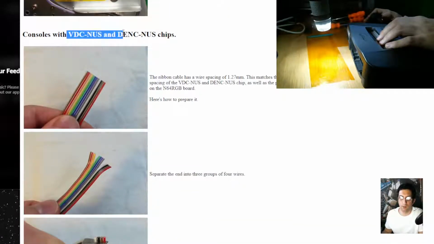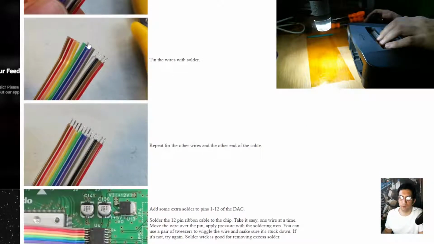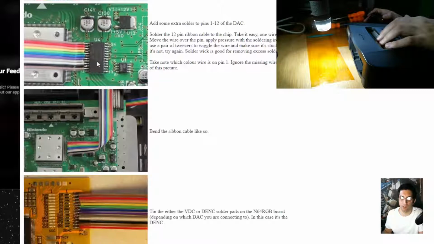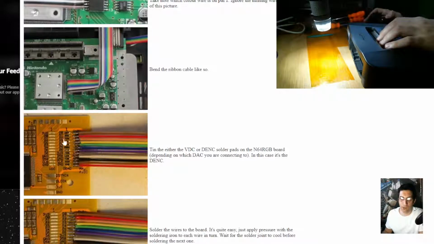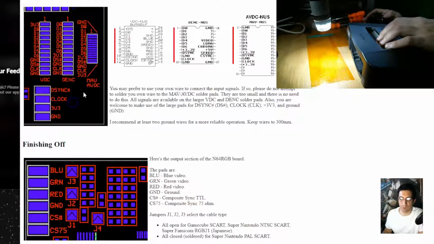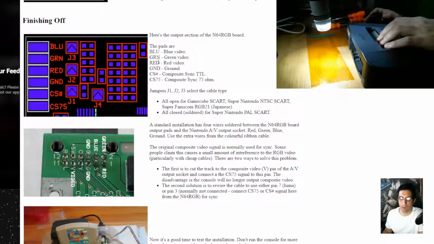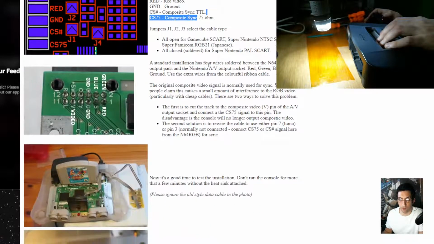But here we are, different chip. Apparently when you have a different chip, you're stripping it a little differently. Here we are. So in this example, the guy is just soldering it directly instead of using an adapter. Then the wire is going from the microchip leg to the adapter board, and then the adapter board has this information: blue, green, red, ground, composite sync TTL, composite sync 75 ohm, whatever this means. And then on the back of the Nintendo 64, where you plug your AV cable in, this is actually telling us green, blue, ground, video.